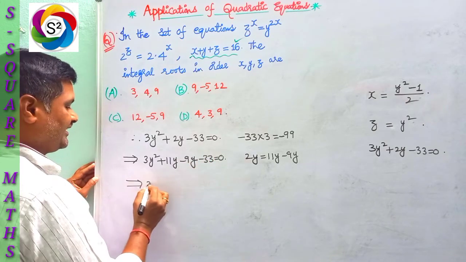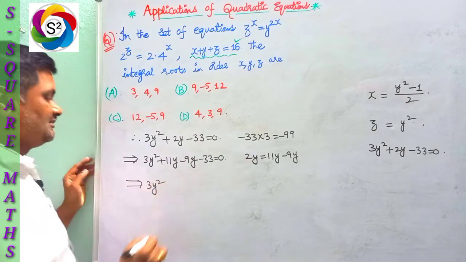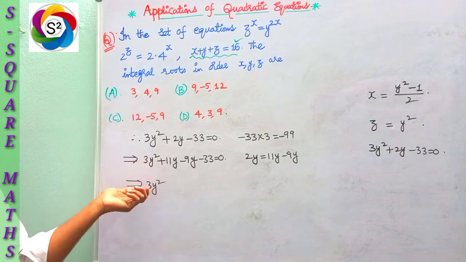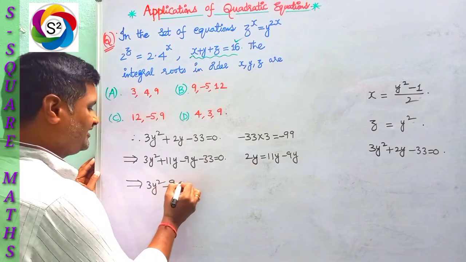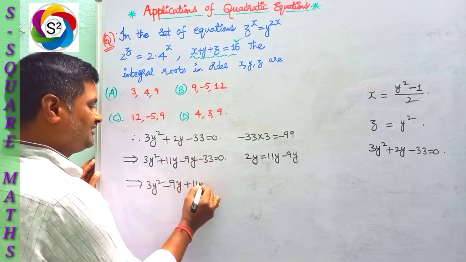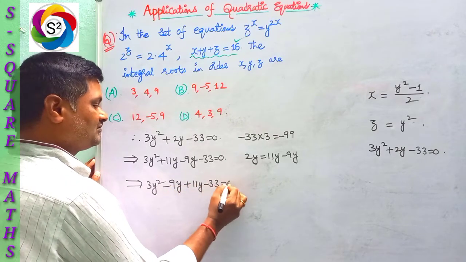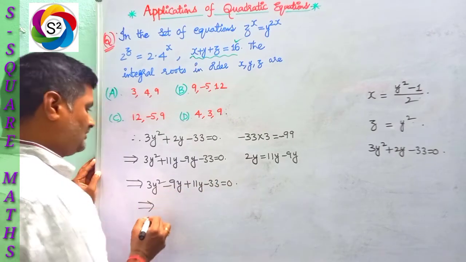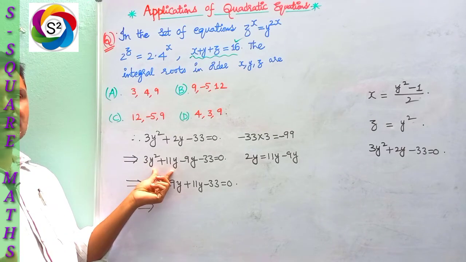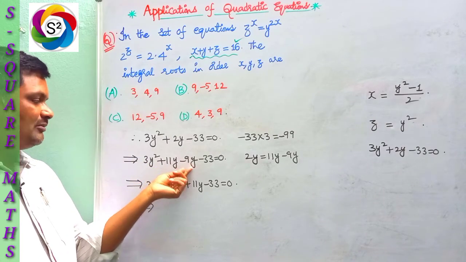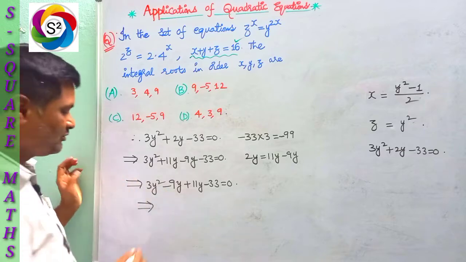So from this I can take common factors. We cannot take 3 and y as common, or 3 as common, in this order. So, shifting the terms, minus 9y plus 11y minus 33 is equal to 0. Here y you can take common, but 3 you cannot take common. In order to take 3 also common, the terms have been shifted. This is a point to be noted.